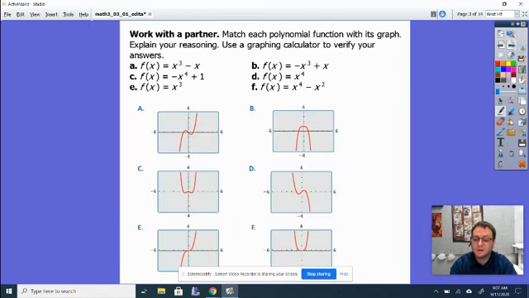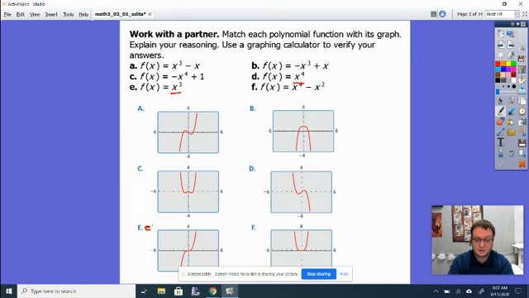Okay, so looking at these, let's go through a couple of these real quick. I want to start with the ones that don't have any extra stuff. Okay, because those are the ones that, again, those are those parent functions that we talked about in the last unit. So the parent function of x cubed is going to be right here.